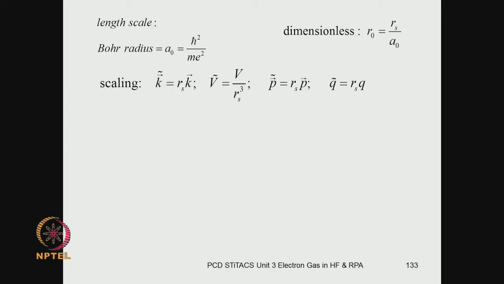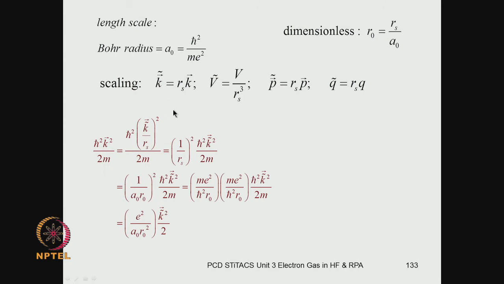So, these are the new variables. The new variables are represented by this tilde on top. This wiggle is the tilde symbol. In terms of these new variables, you can write this term h cross square k square by 2m, and you simply carry out these transformations, plug in the corresponding substitutes, and you get this result for h cross square k square by 2m.